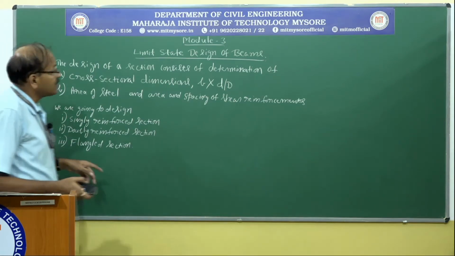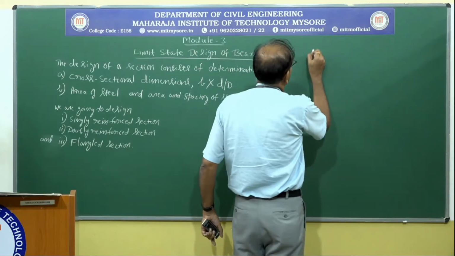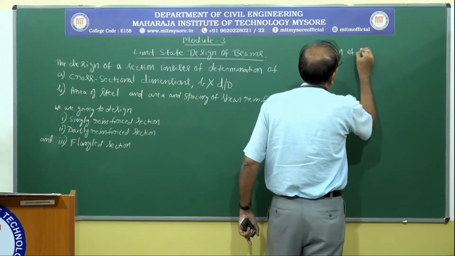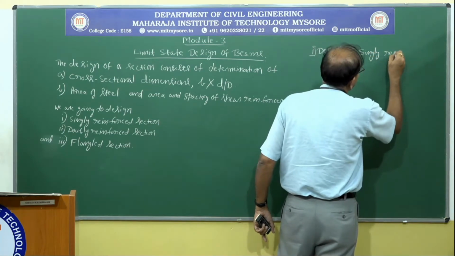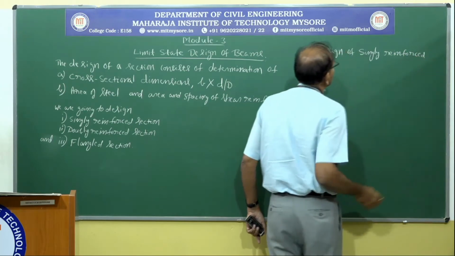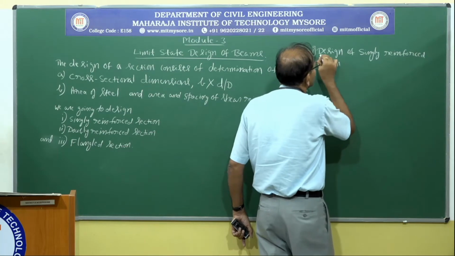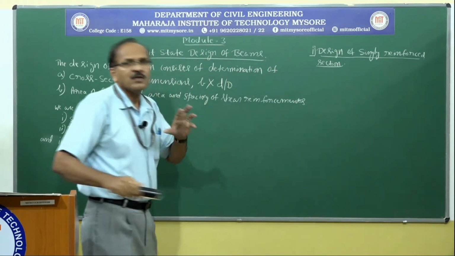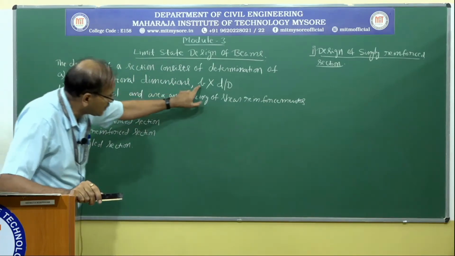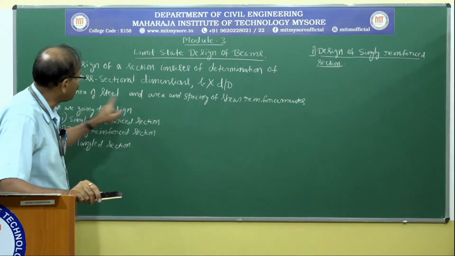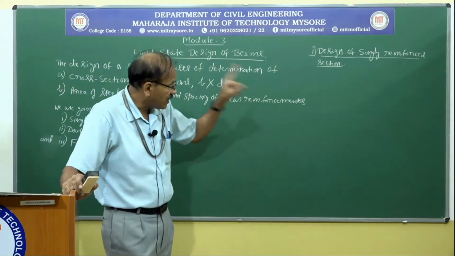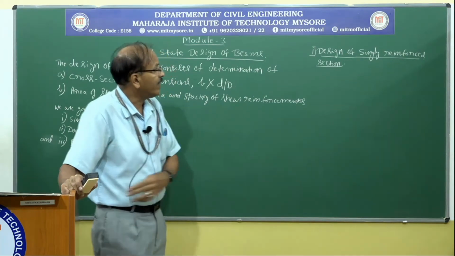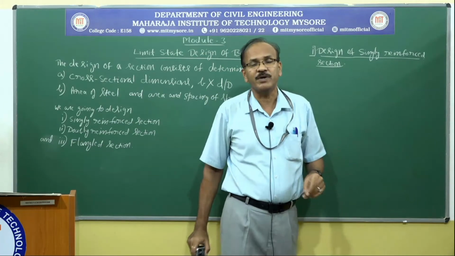In case of, let me take a singly reinforced section. This is what we are going to do first. Design of singly reinforced section. In case of a singly reinforced section, as I said, we need to find out the cross-sectional dimensions first, and also the area of steel required. As usual, we are going to find out the section dimensions needed, and also how much area of tension reinforcement we need.